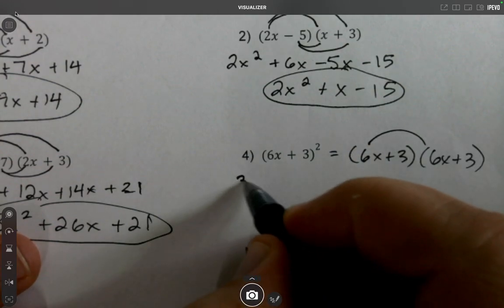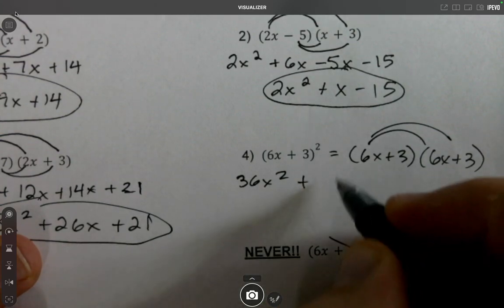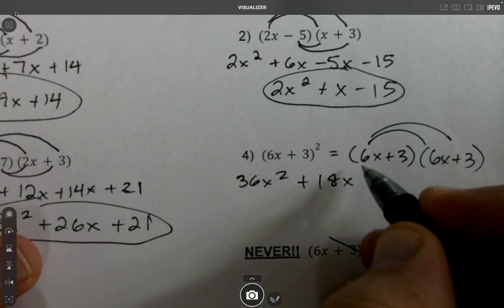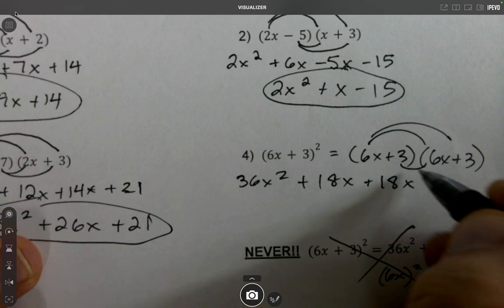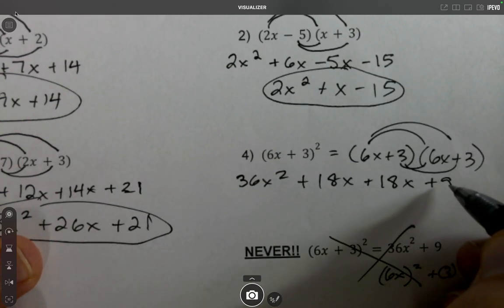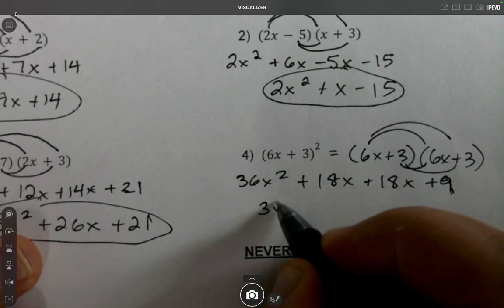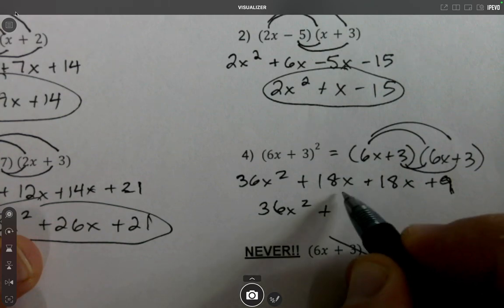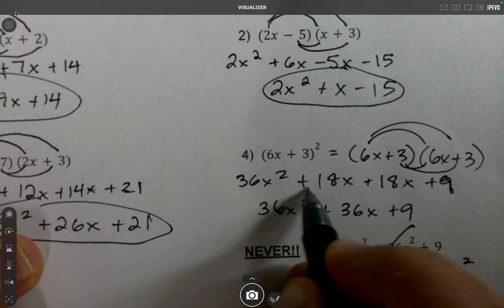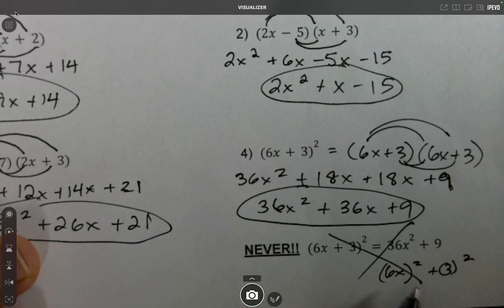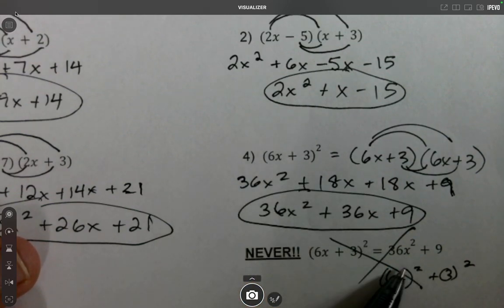So 6x times 6x is 36x squared. 6x times 3 is 18x. That's the first and the outer. Then we do the inner. 3 times 6x is 18x. And last, 3 times 3 is 9. So 36x squared, 18x plus 18x is 36x, and the plus 9. So that is the correct answer. You see, when people incorrectly just square the two pieces individually, they miss that middle term completely, which makes this a wrong answer.